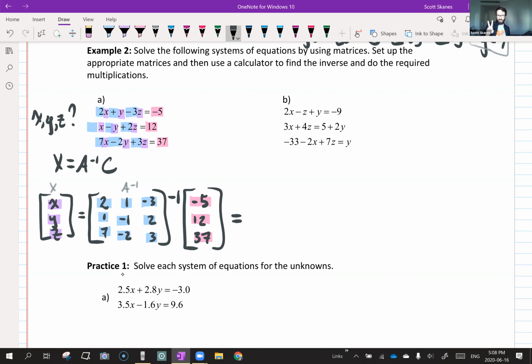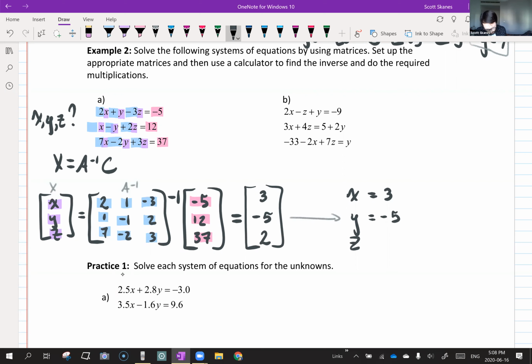I'll do both, okay? For Mohammed, because I know you've probably got to go somewhere, I'm going to give the final answer because I've done this before. The calculator should give this, which means x is 3, y is -5, and z is 2. That's my final answer here.